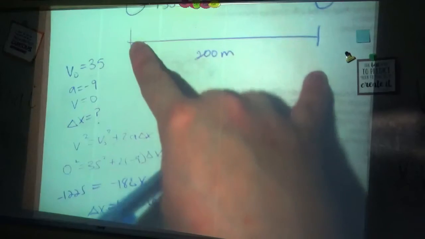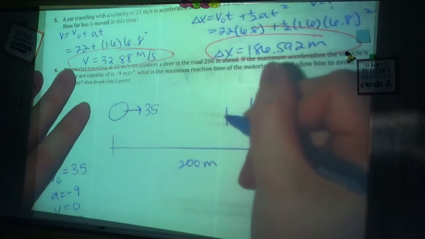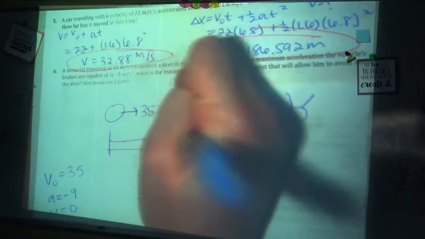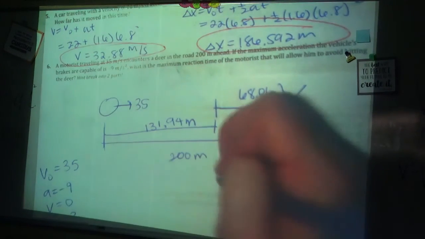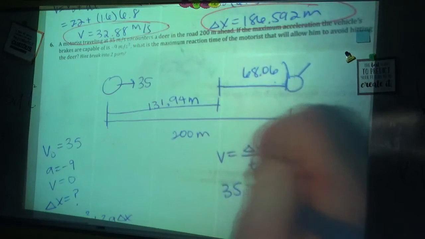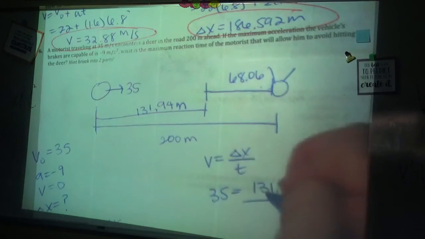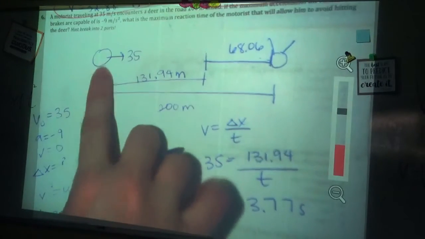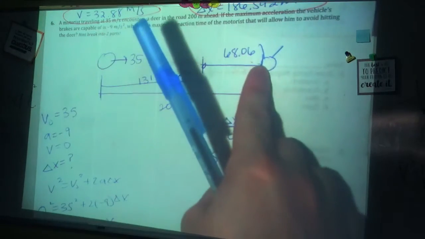So the 200 is actually way more than that. They only need 68 meters to hit their brakes. Once they hit their brakes here, then they would stop right in front of the deer. So you can just subtract: they have 131.94 meters to go before they have to brake. Before they're braking, they're traveling at a constant velocity of 35, so you would just use v equals delta x over time. The velocity is 35 because I'm not accelerating yet. That's when I hit the brakes, which I only need this distance. So multiply up, divide over, and the time needed would be 3.77 seconds. So I could go at this constant velocity of 35 meters per second for this long before I would have to hit the brakes with this deceleration to stop just in front of the deer.